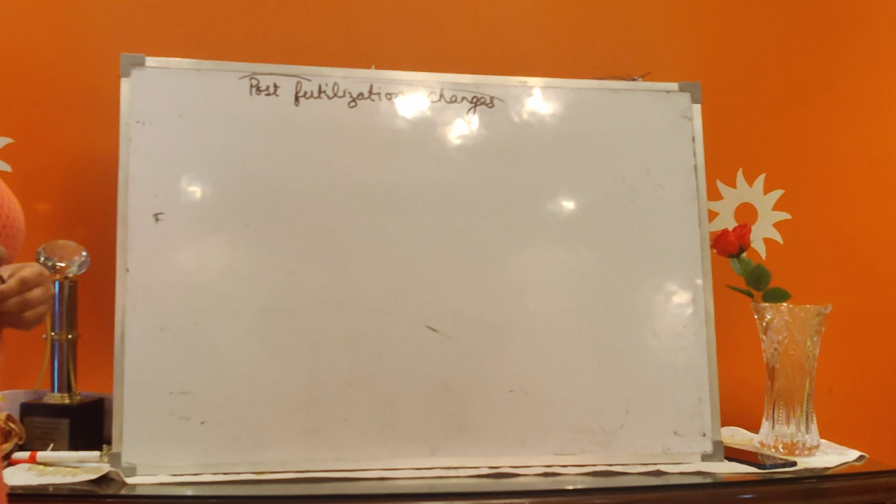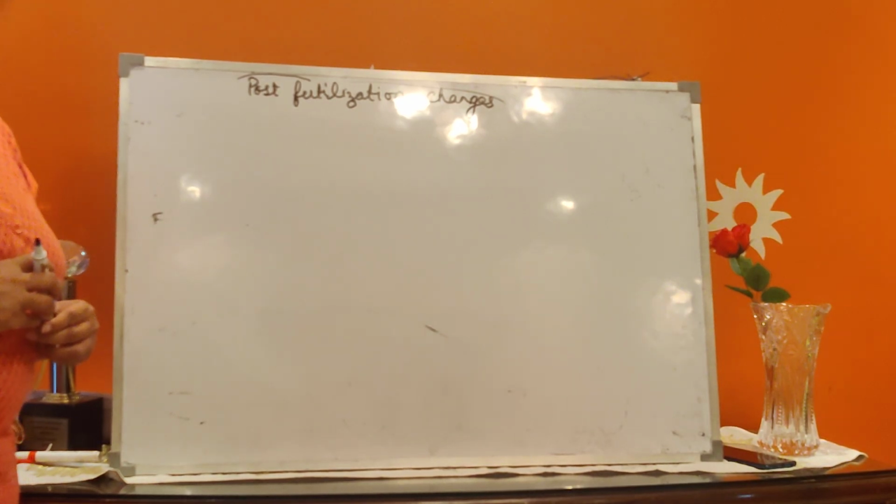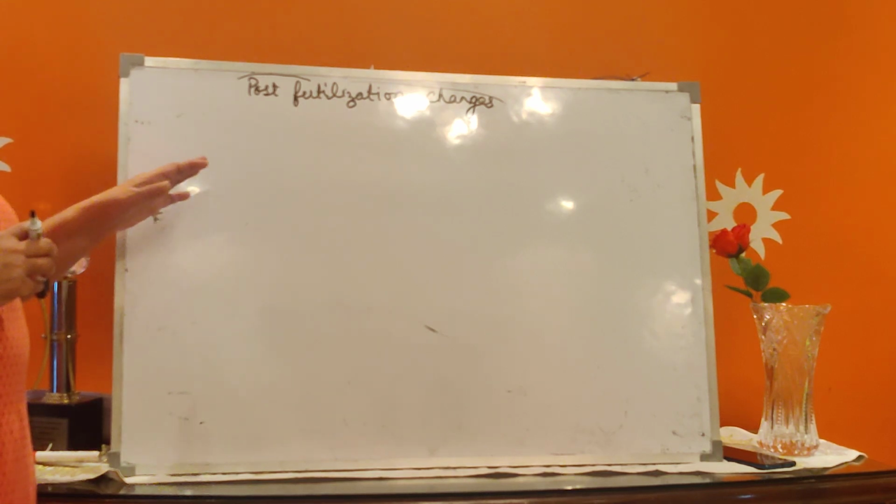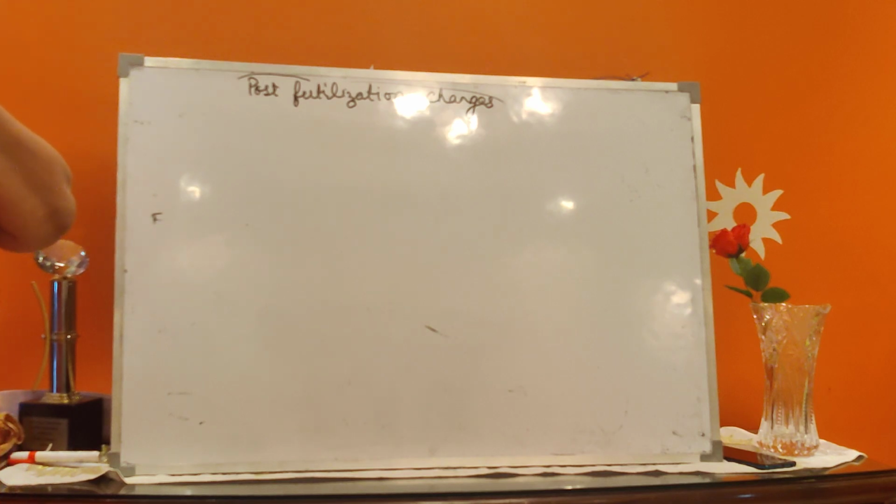In the previous class, we were discussing the post-fertilization changes, in which one is the formation of embryo from zygote and the other is the formation of endosperm from primary endosperm cell. In the last class, we discussed the formation of endosperm. There are three types of endosperm formation: one is free nuclear, another is cellular, and the other is helobial.